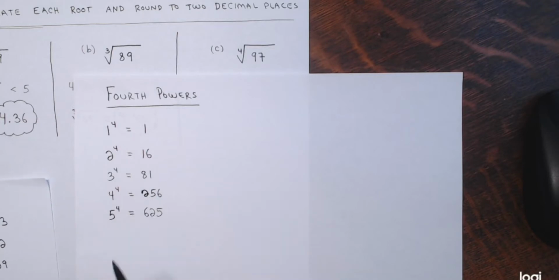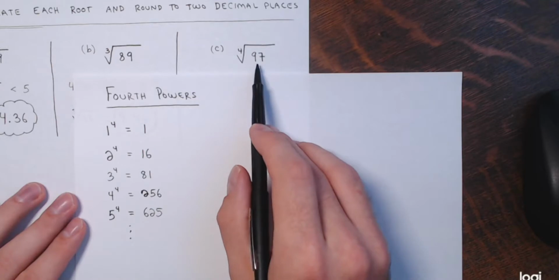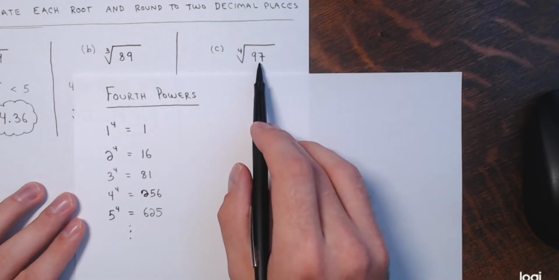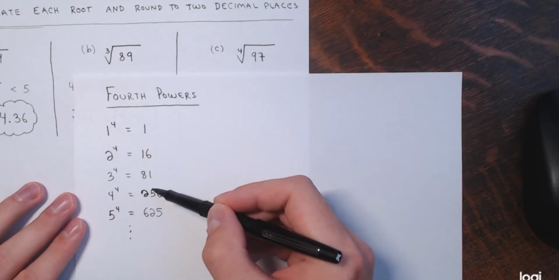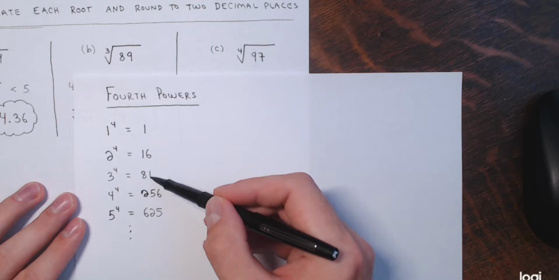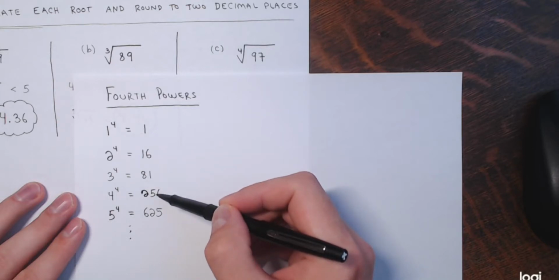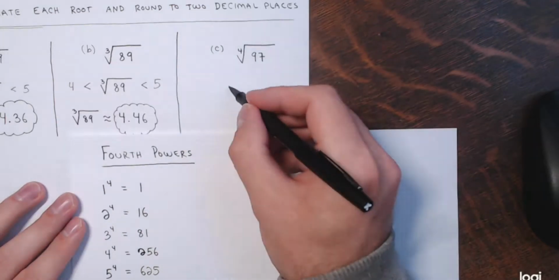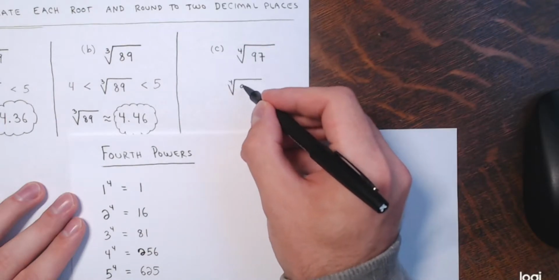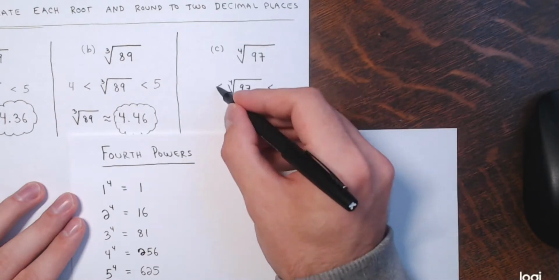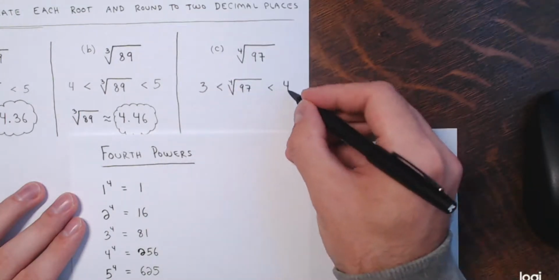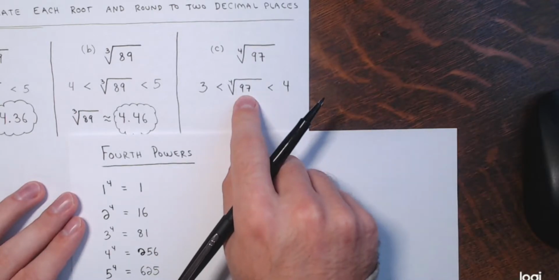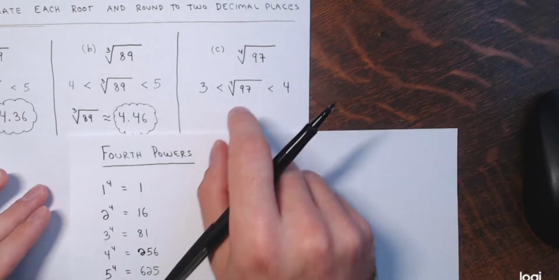Alright, so there's some fourth powers. Now again, you can keep going, do 6 to the fourth, 7 to the fourth, whatever. Look at the radicand, 97. 97 is between these two fourth powers, right? 97 is between 81 and 256. So that means the fourth root of 97 will be between the fourth root of 81, which is 3, and the fourth root of 256, which is 4. So the fourth root of 97 will be 3 point something.